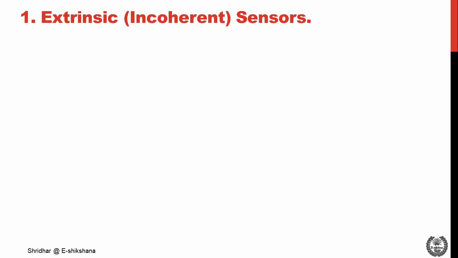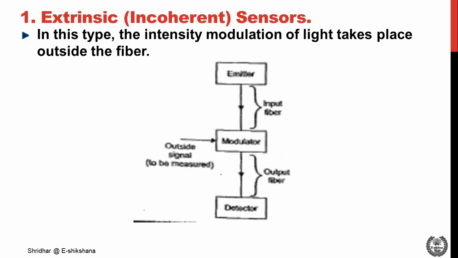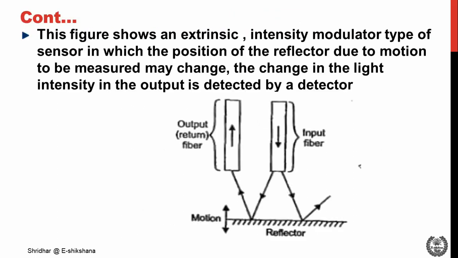First, we'll discuss extrinsic or incoherent sensors. This type is shown in the diagram. The intensity modulation of light takes place outside the fiber. So you can see the emitter, the detector, and a modulator. The intensity modulation of light is energized by the outside signal. The next arrangement shows the extrinsic or external intensity modulator type, in which the position of the reflector due to the motion to be measured may change. The change in light intensity in the output is detected by the detector.